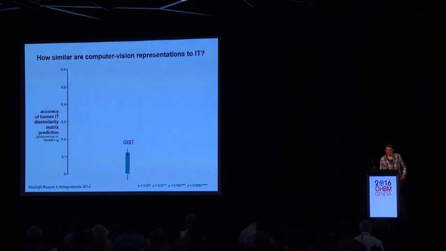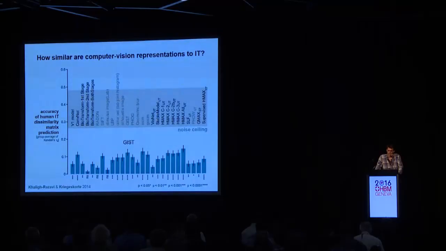When we tried the GIST model, which is a particular set of computer vision features computed from images, it explained a highly significant amount of variance. So this would suggest that we could write a paper about this and argue that GIST is a somewhat promising model of the IT representation. However, it's very important to look not just at one model, but at many different models, because when we do that, we see that almost all the models we tested explained a highly significant amount of variance.